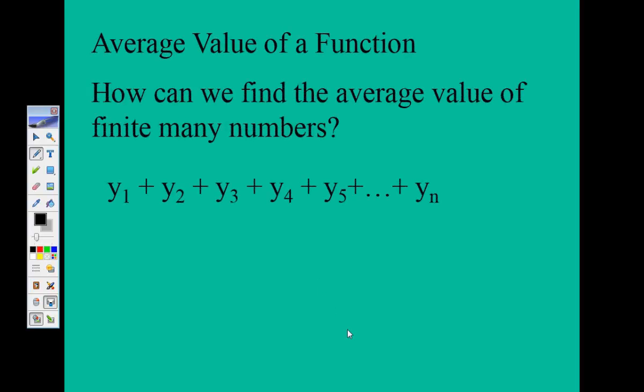In this video, we're going to be looking at how we can find the average value of a function over an interval. We do know how to find the average value of a set of finite numbers. If we added up those numbers and divided by the number of numbers that we have, that finds the average value. So for instance, if you had 5 test scores, you would add up those 5 test scores and then divide by 5. That would be your average.